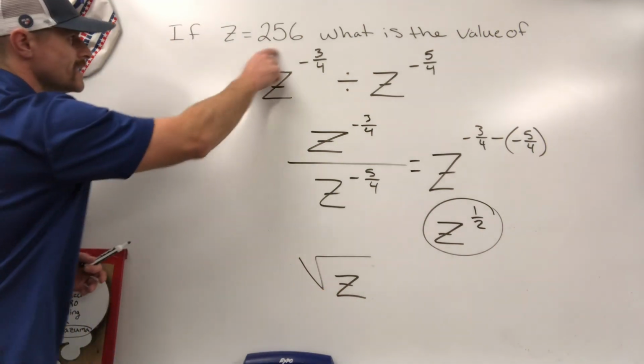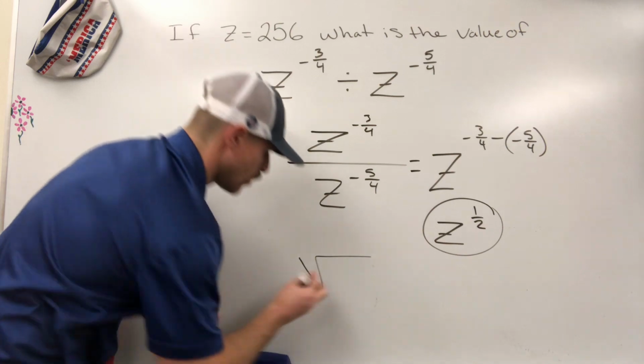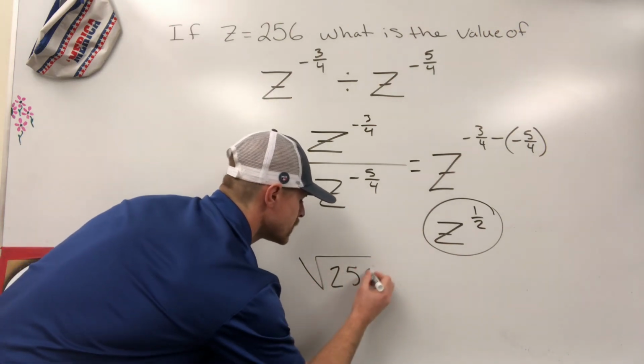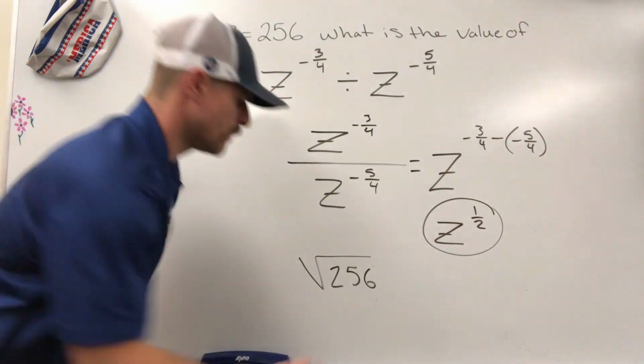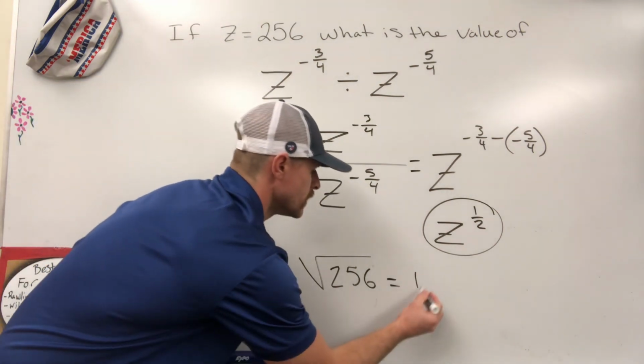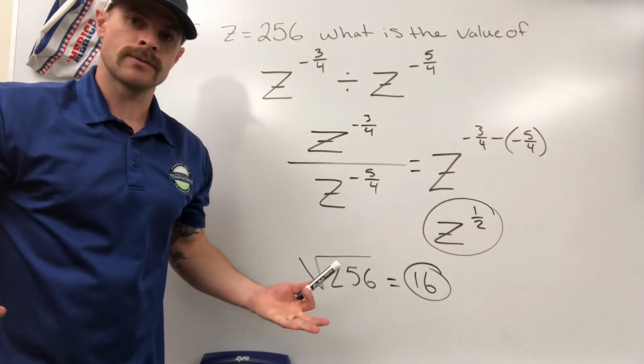Now we were told z is 256. So if I just replace that variable with a 256, if you're not sure what the square root of 256 is, use a calculator, but most of you know that that would be 16. And there's your final result.